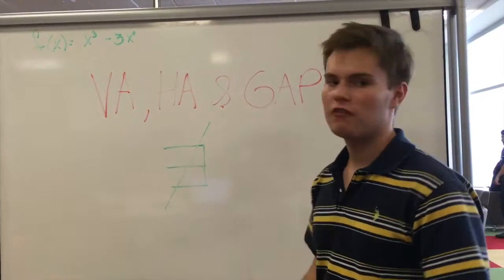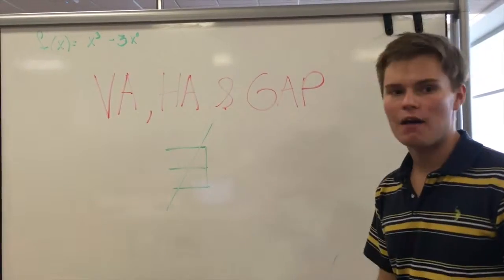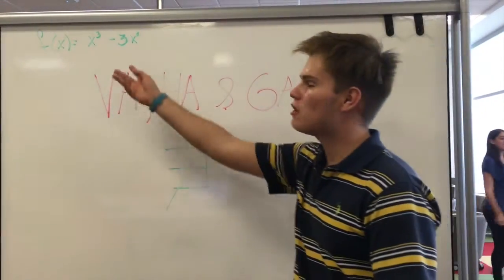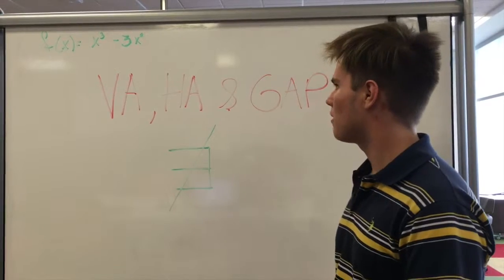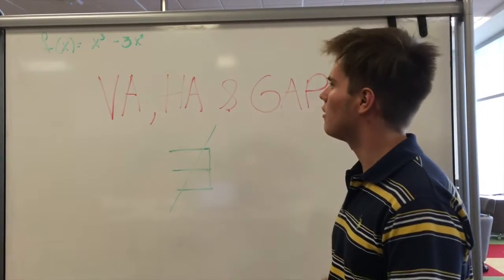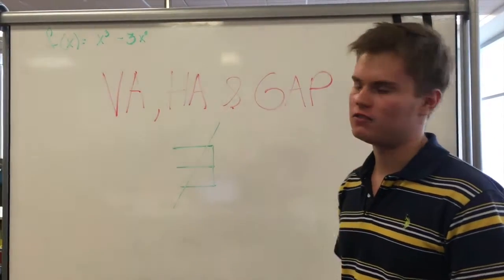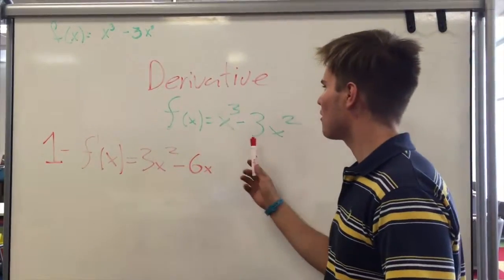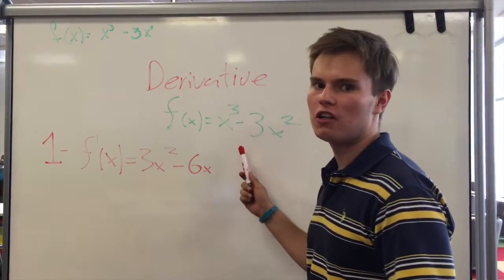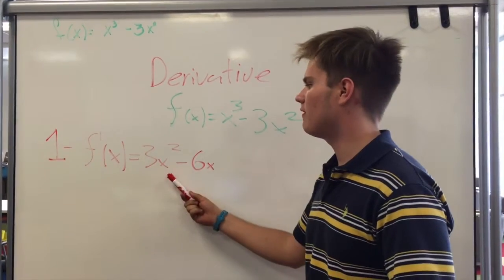So we have to find the vertical asymptotes, the horizontal asymptotes, and gaps in this function. And since we don't have any conditions for this, none of these exist in the function. So we apply the power rule to our original function and we obtain the first derivative.